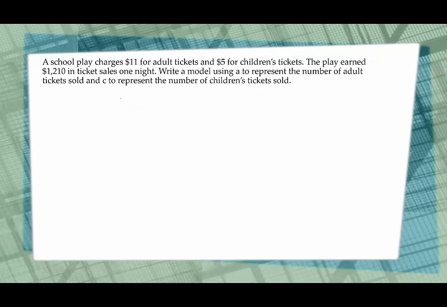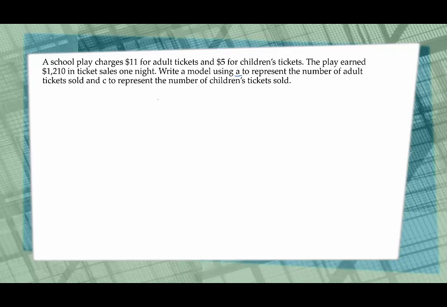In our last example, a school play charges $11 for adult tickets and $5 for children's tickets. The play earned $1,210 in ticket sales one night. Write a model using A to represent the number of adult tickets sold and C to represent the number of children's tickets sold. So in this case, we don't actually have an independent and dependent variable. They're both independent variables. We're using A for the adult tickets.